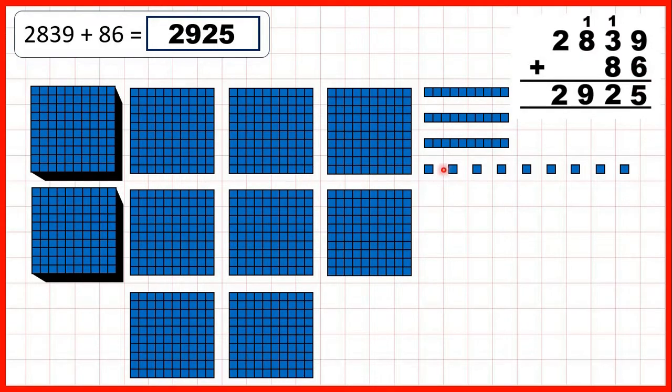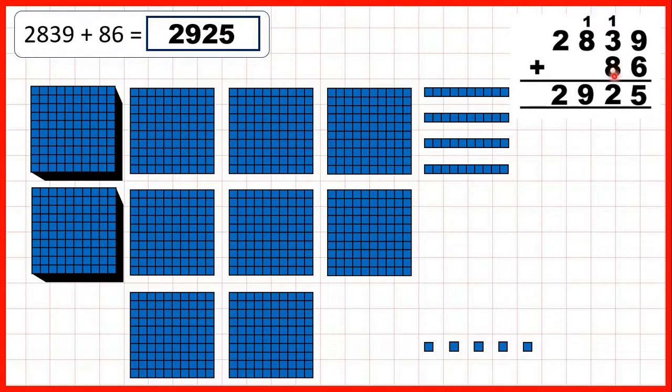But remember, when we've got 10 ones, we can exchange those for 1 ten. So to add 6, we can add 1, exchange, then add 2, 3, 4, 5, 6. And you can see that we've made 1 extra 10, so that's why we write 1 above our tens column, and we've got 5 ones.